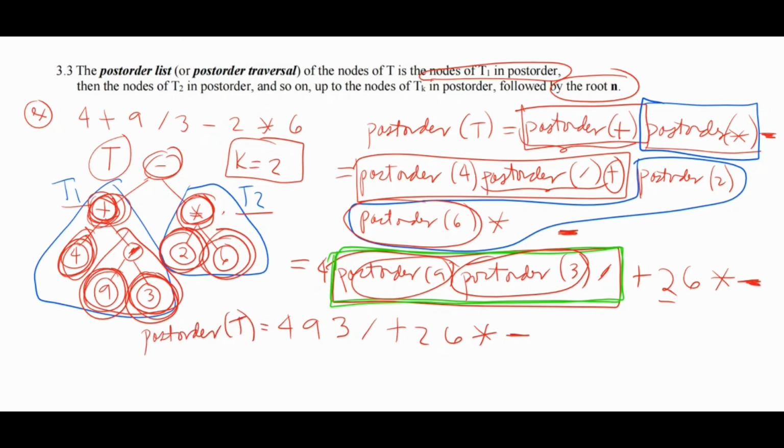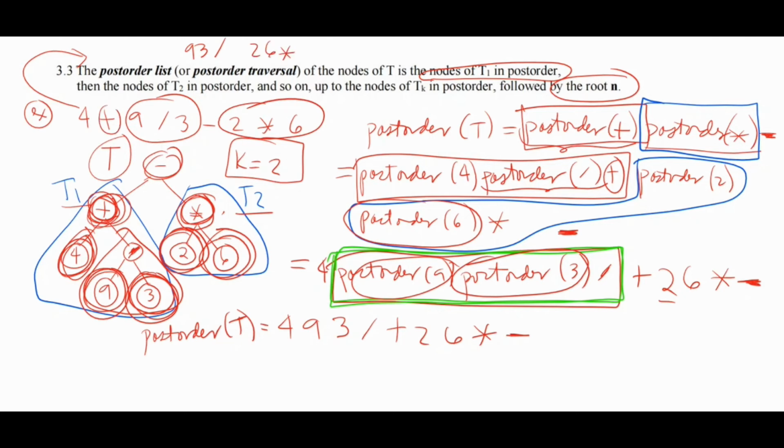And what have you noticed to this answer, to this post order of T? Is it the same as the postfix form of the original mathematical expression? Let's find it out by getting the postfix form. So we start with this one. We say 9, 3 divide. And then next we have 2, 6 multiplication.